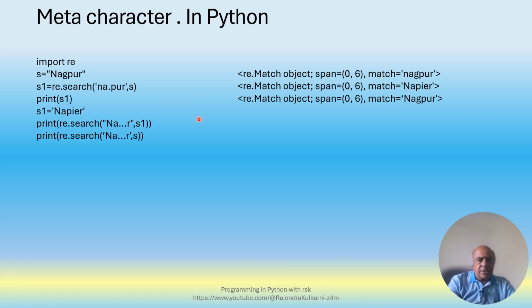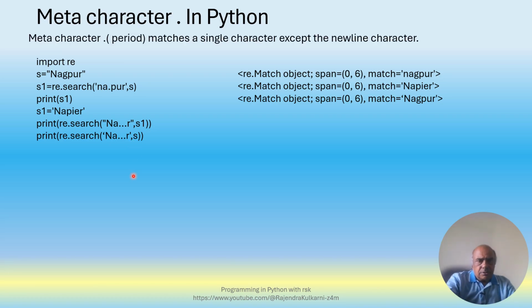We can say that the dot plays the role of a joker in our card game when we are playing rummy. जोकर जैसे कोई भी कार्ड को मैच करता है, वैसा डॉट कोई भी कैरेक्टर को मैच करता है. It matches all characters except the new line character.